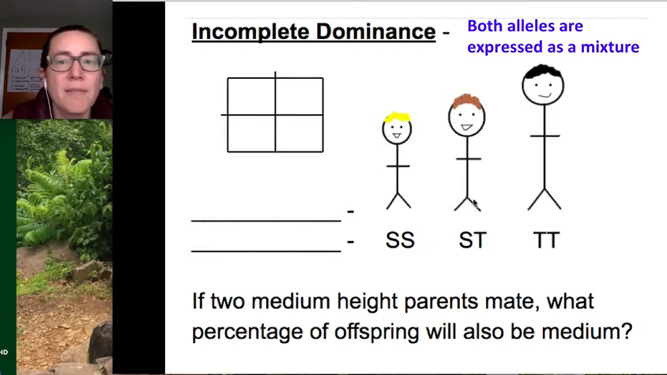If I'm looking at the physical traits of the organism, remember that that is called the phenotype. And if I'm looking for the genes or alleles that make up a trait, that is called the genotype. So, sample question. If two medium height parents mate, what percentage of offspring would also be medium?